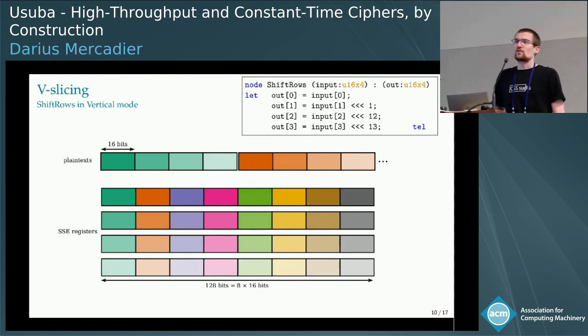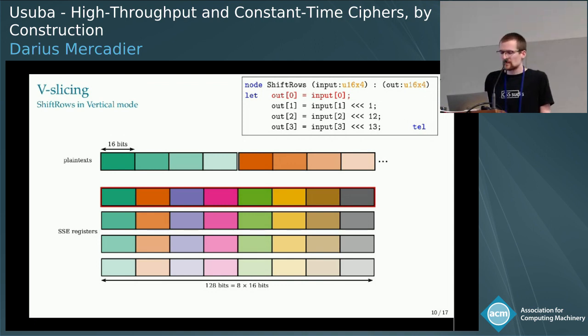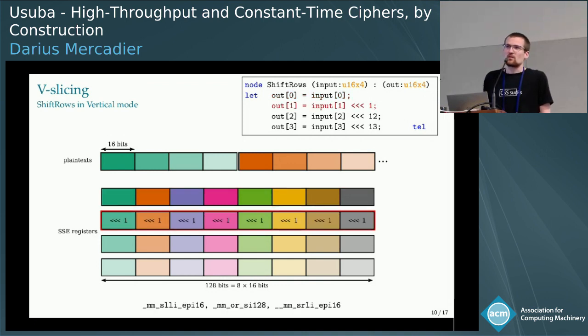Now, how do you compute on such a data representation? Well, if we take ShiftRows, for instance, on the top right corner, the first step of ShiftRows is just an assignment, so you have nothing to do, basically. Then you have a left rotation by 1, while SIMD extensions offer you instructions to shift left and shift right each of your 16-bit elements in your register at once. So with just 3 instructions, you can compute 8 left rotations at once, and the same thing goes for the rotations by 12 and 13.